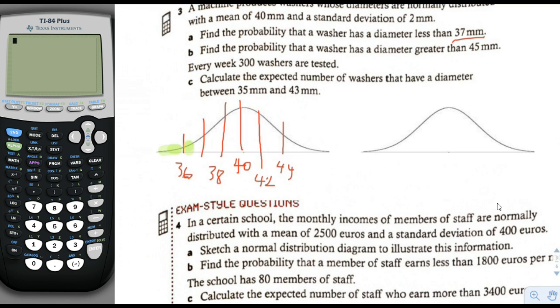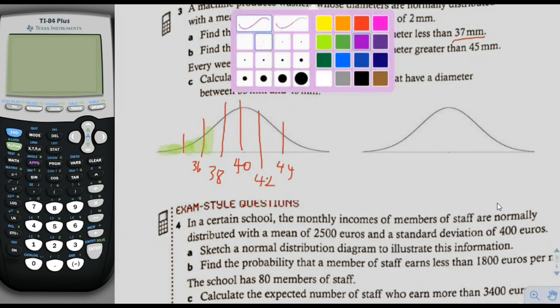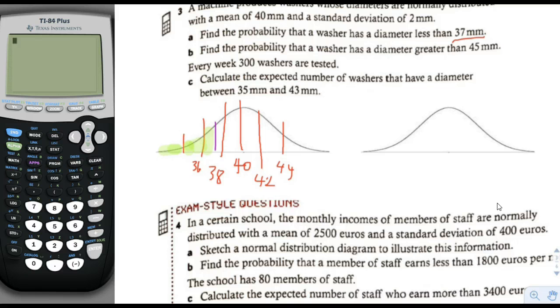Oops, I wrote 36 in the wrong place, right? 36 is going to be here. So 37 is actually halfway between those two. Okay. So since the line here, this purple line, is not on a standard deviation line, we can't use the 68, 95, 99 rule. We have to use the calculator.